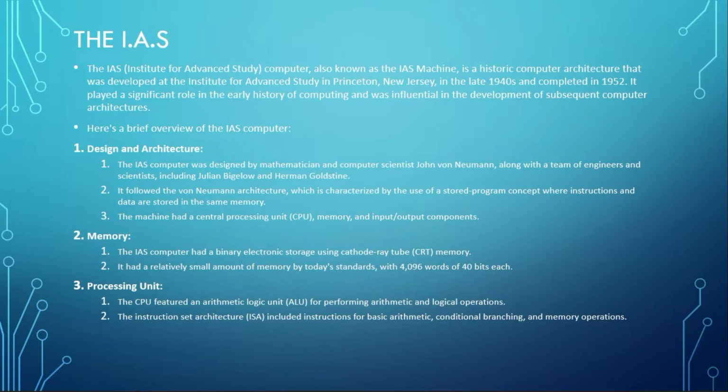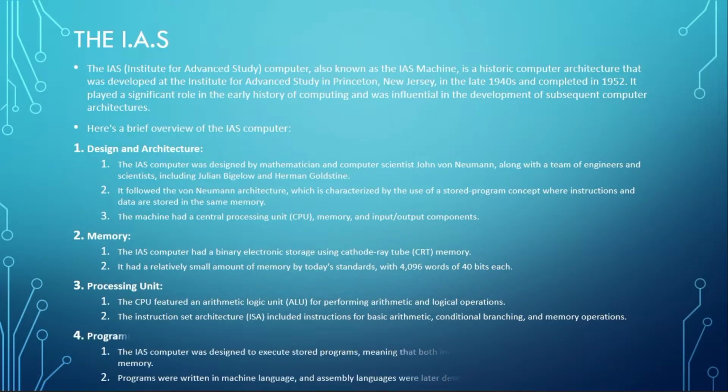But next up, we have a processing unit, and the CPU featured an arithmetic logic unit for performing arithmetic operations. So everything to do with arithmetic was done using the arithmetic logic unit. Simple, right? It's self-explanatory, and the instruction set architecture included instructions for basic arithmetic, conditional branching, and memory operations. Okay, then finally we have the programming for the IAS itself. And the IAS computer was designed to execute stored programs, meaning that both instructions and data were stored in the same memory. Programs were written in machine language and assembly languages were later developed to make programming more accessible. Like I said, the majority of the IAS was created using assembly languages. But assembly language was based off machine language because assembly language makes machine language way easier.